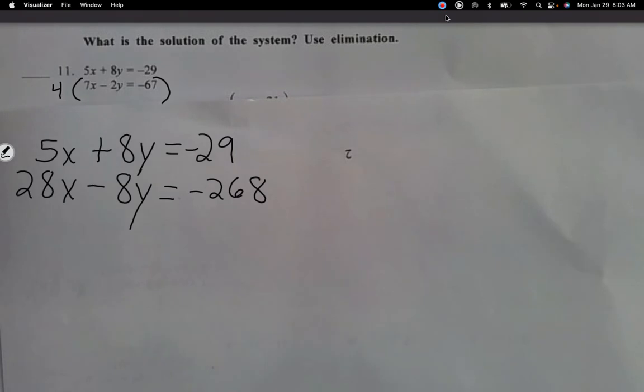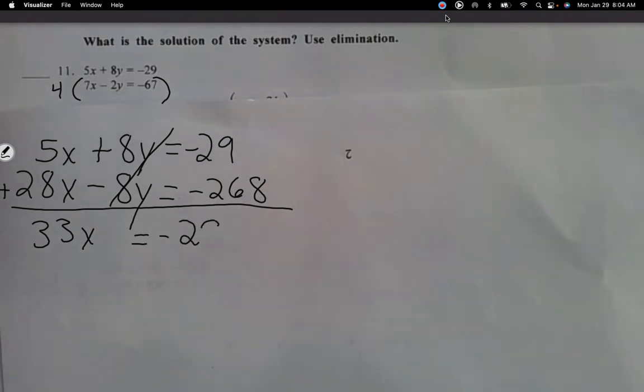On this one, do we add or subtract? We add. So I'm going to add the whole equation. What is 5 plus 28? 33. What is 8 plus negative 8? That's 0. What is negative 9 plus negative 268? Negative 277. Then what do you do? Divide by 33. And what is x?